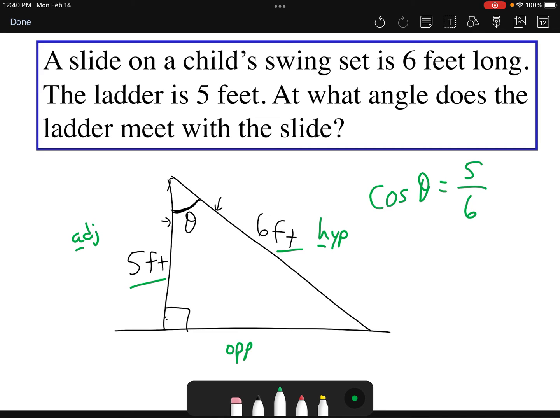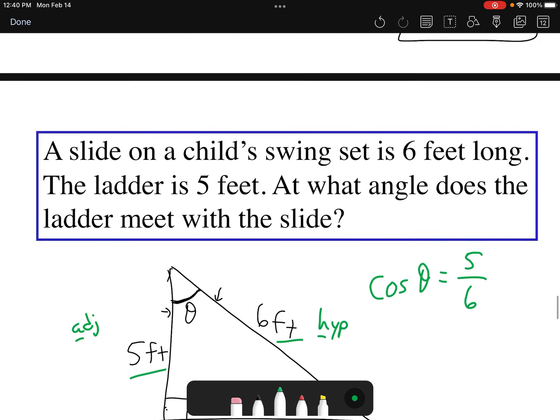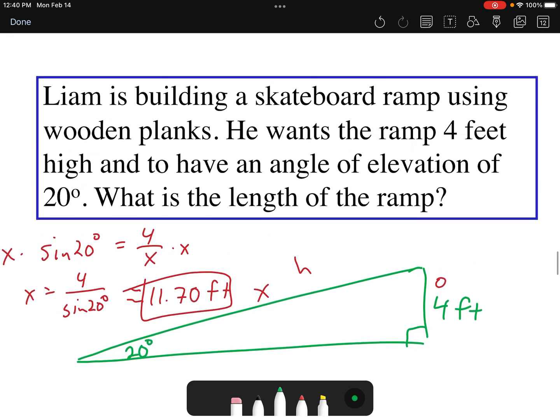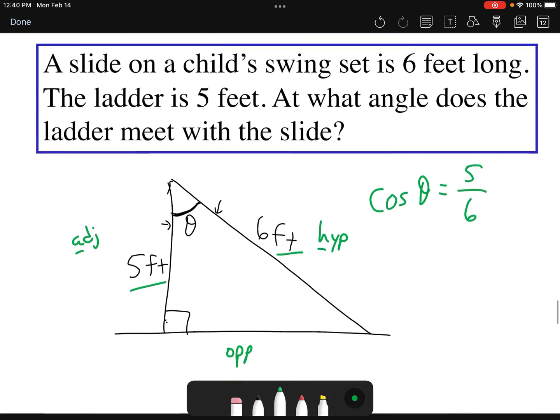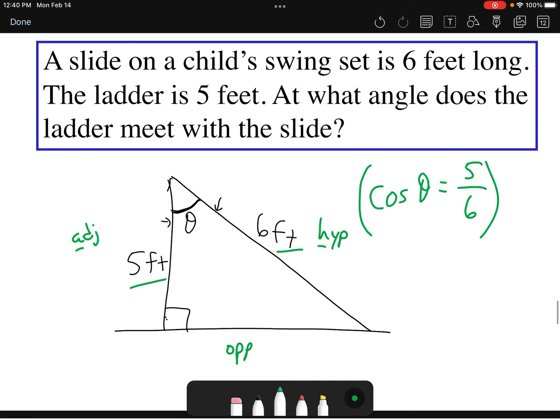Now, here's the problem. We're not finding a side as we did on the rest of these. We are finding an angle. How do you find an angle? I hope you're thinking, wait a minute, to find theta, we have to undo cosine. How do we undo cosine? Inverse cosine.